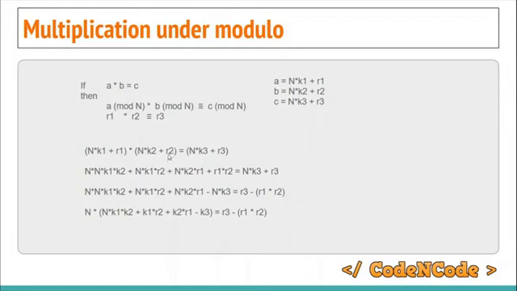And then, since we have to prove that r3 minus r1 into r2 is a multiple of n, we know that if two integers are congruent to each other, their difference is a multiple of n. If we are able to prove that r3 minus r1 r2 is a multiple of n, then that would conclude that r1 into r2 is congruent to r3.